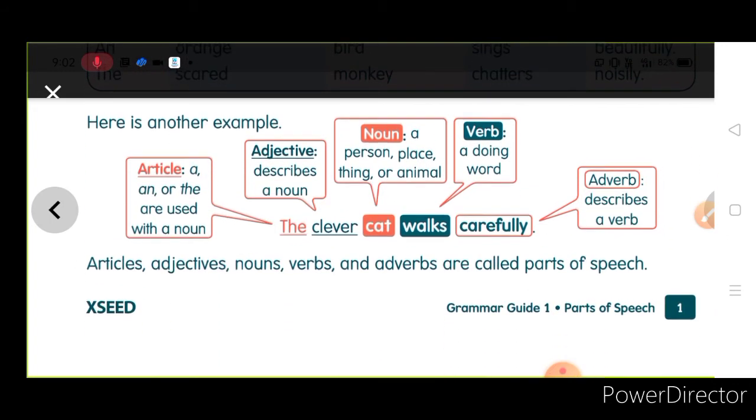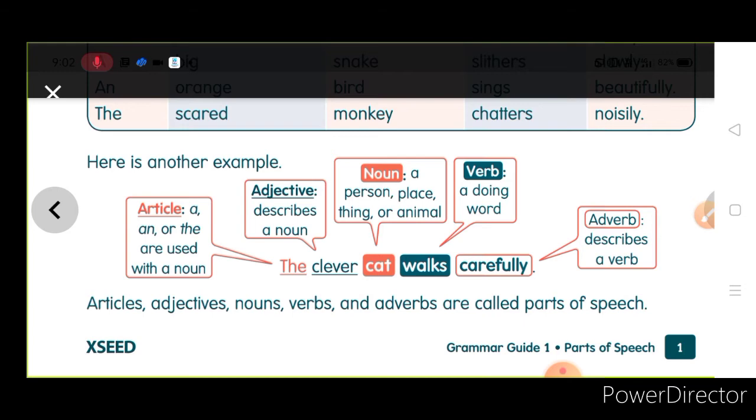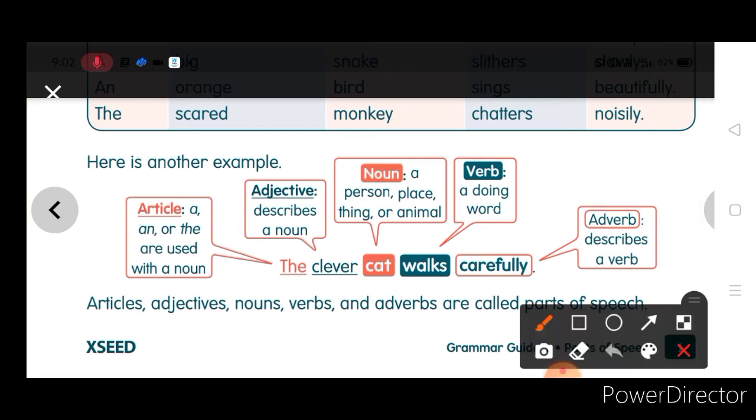So in the same manner you have to do for the other sentences also. So to make it more easy, here is one more example to be learnt. Okay. So the example is, the clever cat walks carefully. So what are articles? I told you articles are nothing but a and the. These are called as articles. Okay, and one thing you have to remember always, that a is used before the words which begin with a consonant sound.